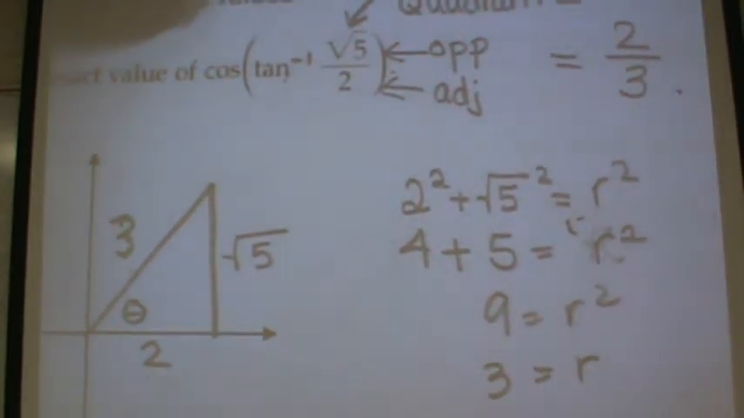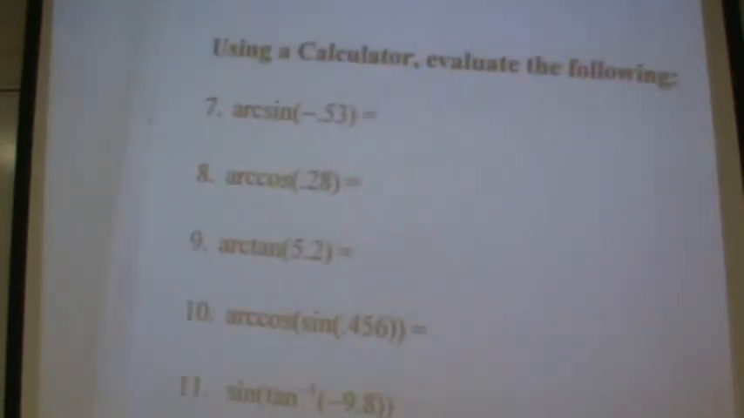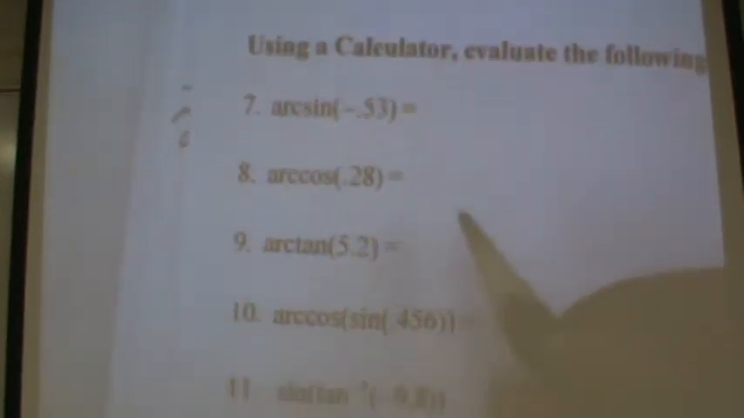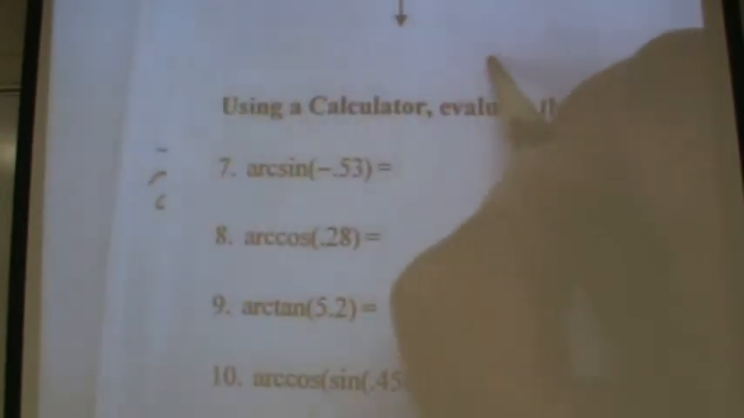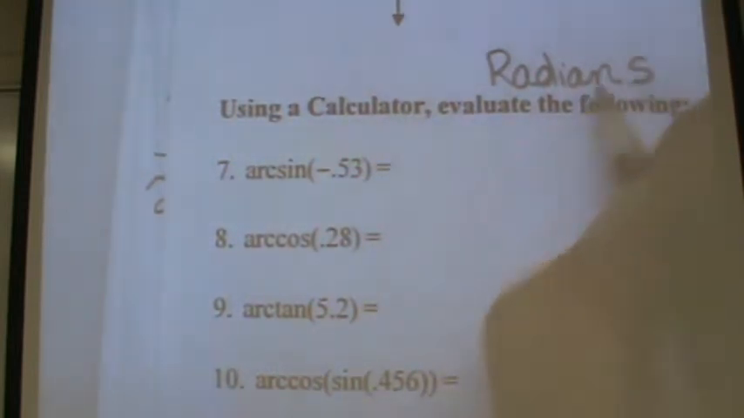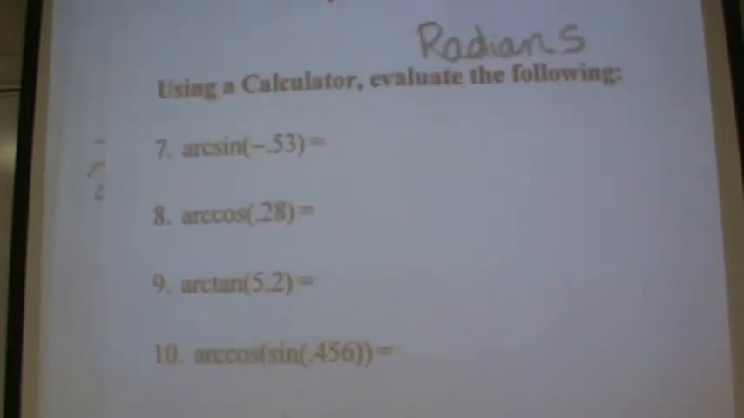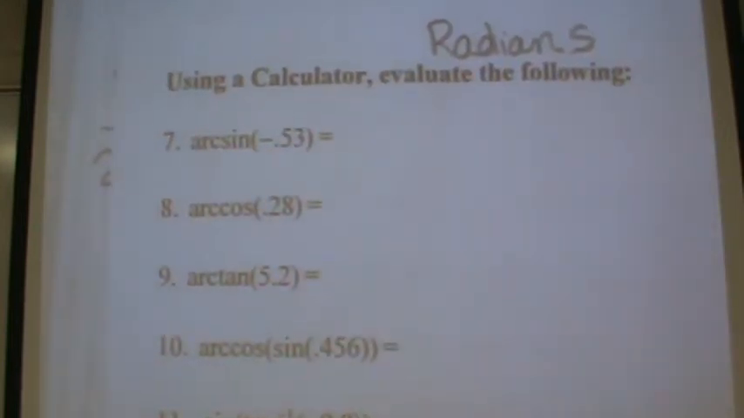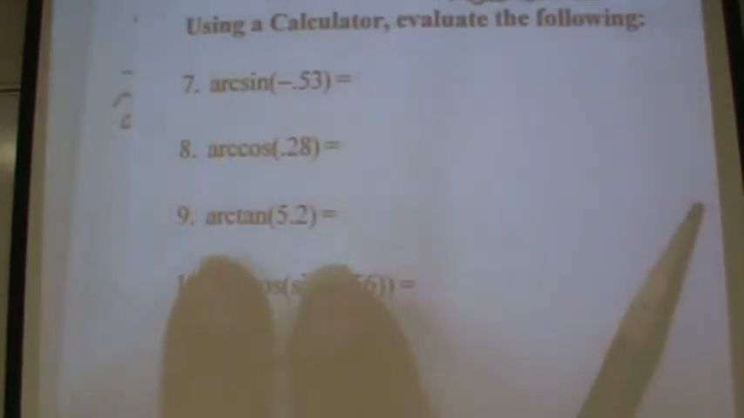Questions? These last 5 problems are calculator problems. And I bet you know how to do them. What should your calculator be in? Radians. Good job, radians. Why radians? Because we're dealing with pi over 3 angles, pi over 2, pi over 4. So make sure your calculator's in radian mode. If it's not, it's going to be wrong. So anyone think they know how to do these first 3 ones?